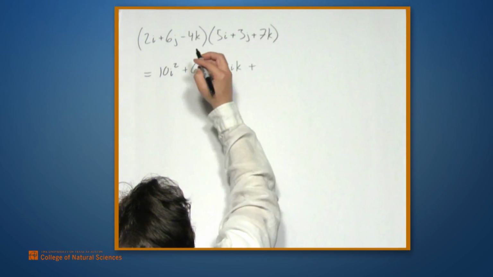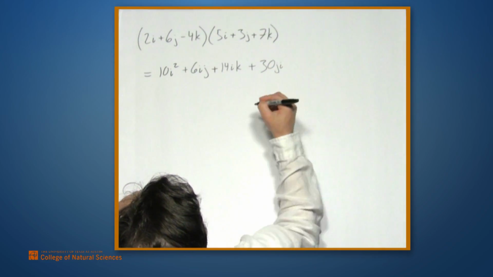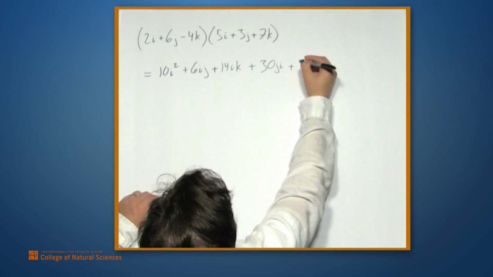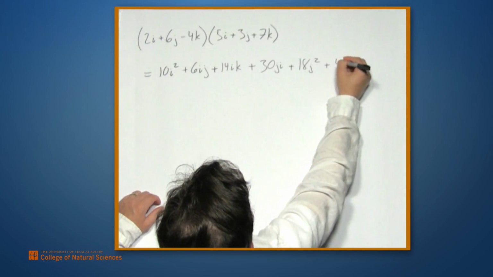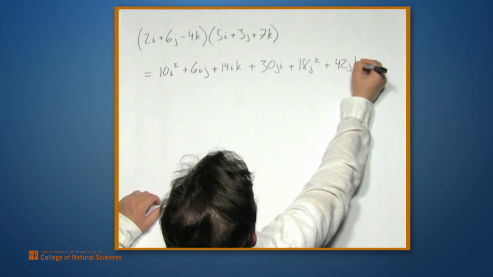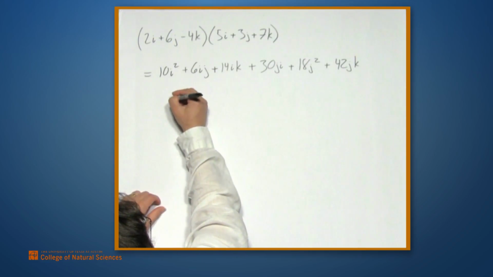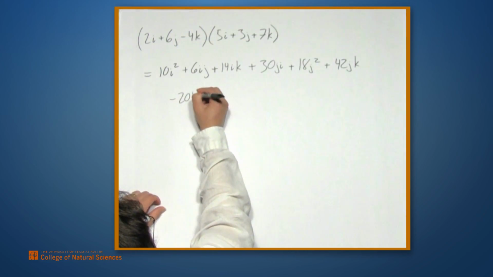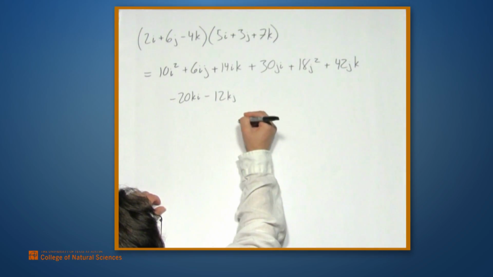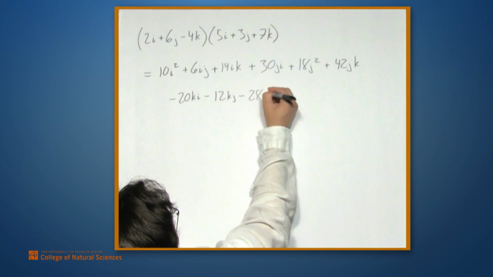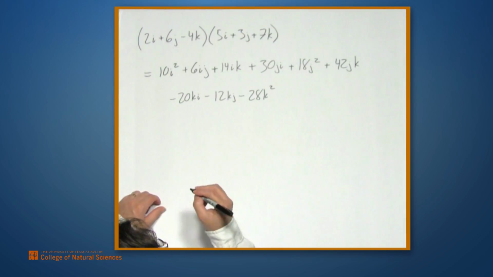Now let's multiply 6j times each of these terms. This gives us 30ji plus 18j squared plus 42jk. Finally, we'll multiply negative 4k by each of these terms. We get negative 20ki minus 12kj minus 28k squared.